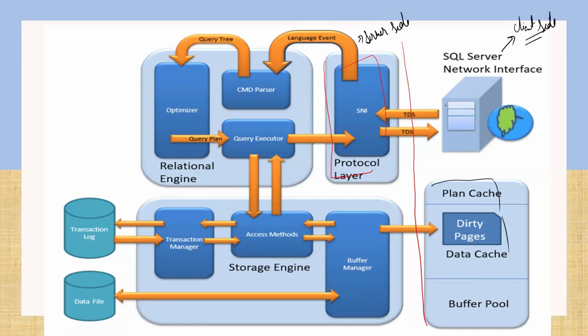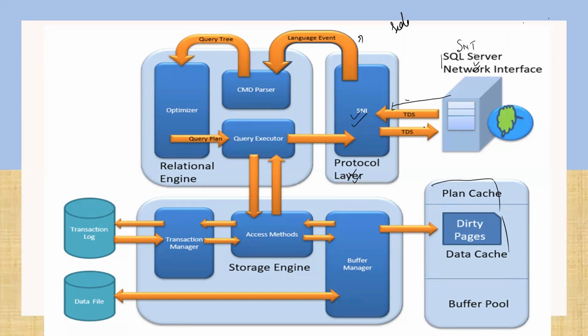So what is happening? Suppose a user fires a query. If any user is firing a query, what will happen? The protocol layer will take the query from the SQL Server network interface. We are calling this SNI. SNI exists on both sides. It exists on the client side also, and it exists on the server side also.